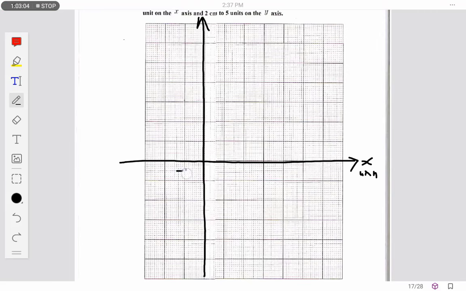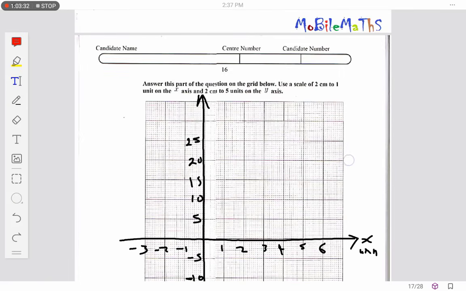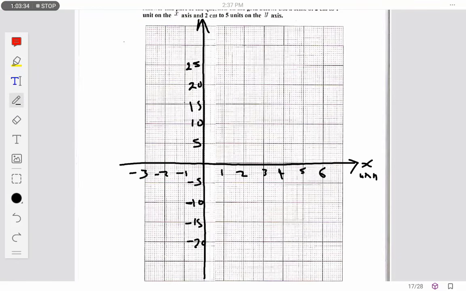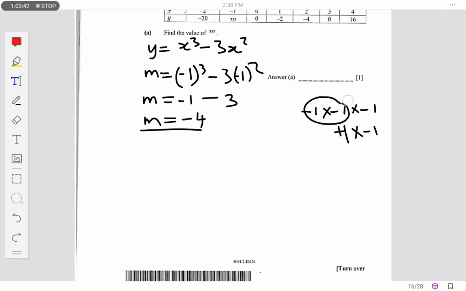Remember I said it's minus 1, minus 2, minus 3 there, then 1, 2, 3, 4, 5, 6. Then for the x-axis we say minus 5, minus 10, minus 15, minus 20, then 5, 10, 15, 20, 25. Okay, fine. We have the scale. I forgot to write y-axis here. Now let's plot the graph using the points that we are given.